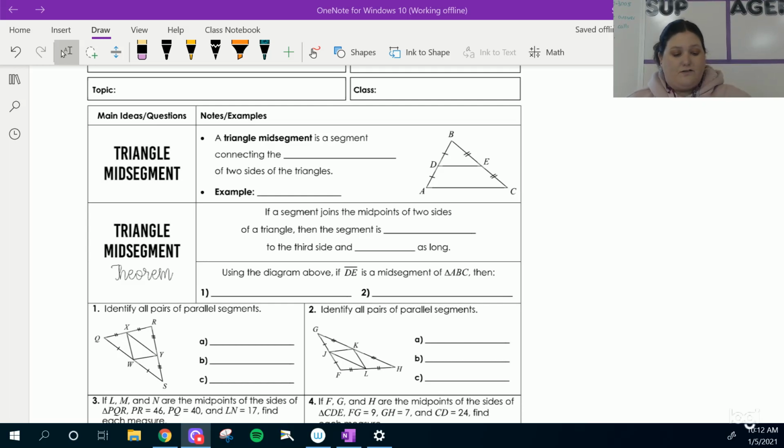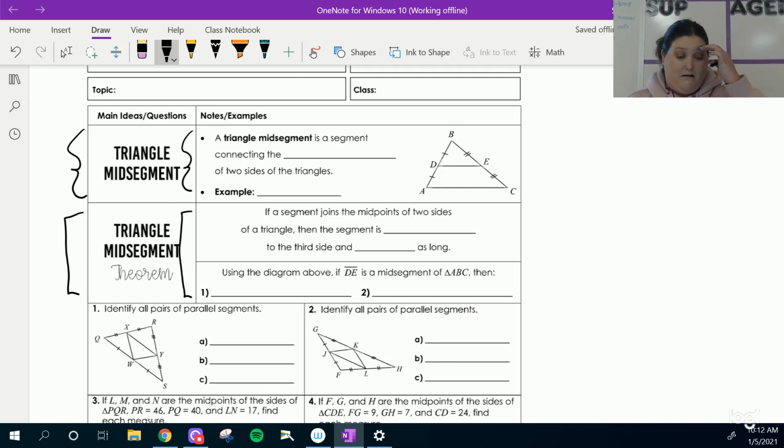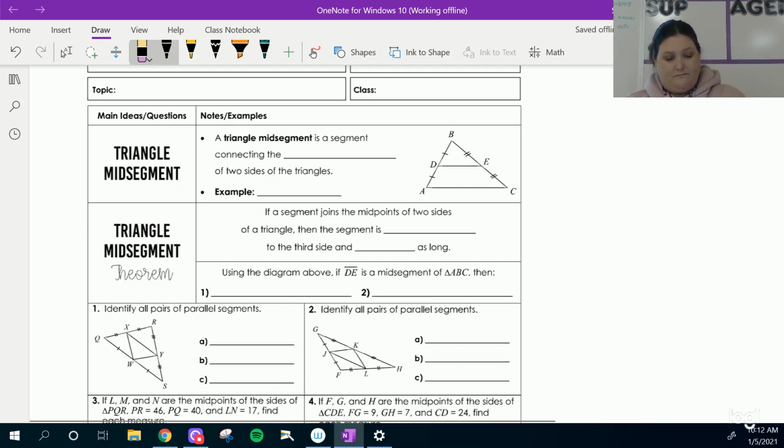So the notes are separated into two different sections. You have triangle mid-segment, which includes this area here, and then you have the triangle mid-segment theorem that includes these two boxes here. So keep that in mind when you're looking over these notes, that everything is separated into the section that it is pertaining to. So without any hesitation, let's go ahead and keep going.